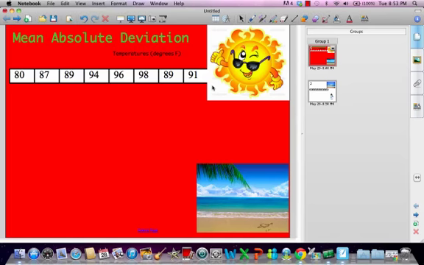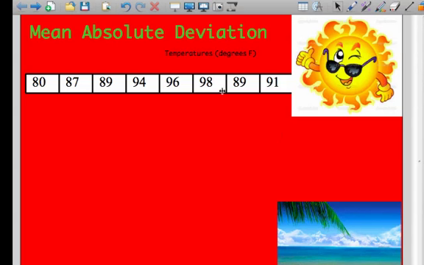Hello again, my friends. Mean absolute deviation. We've got a scorcher for you. The temperatures right here. We are talking about summer. Summer is getting warmer and warmer. 80 degrees, 87 degrees, 89 degrees, 94 degrees, 96, 98. We dip off a little bit to 89 and 91, but we are having a beach day.